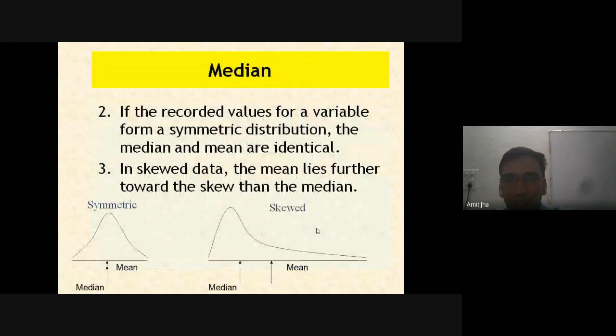Look, if the recorded values for a variable form a symmetric distribution, a distribution can be called symmetric when it has a bell-shaped curve. So, as we are seeing in this slide, the left one is a symmetrical distribution where the mean and median are identical. Whereas in skewed data, when the distribution is not symmetric, the mean lies further towards the skewed side than the median.